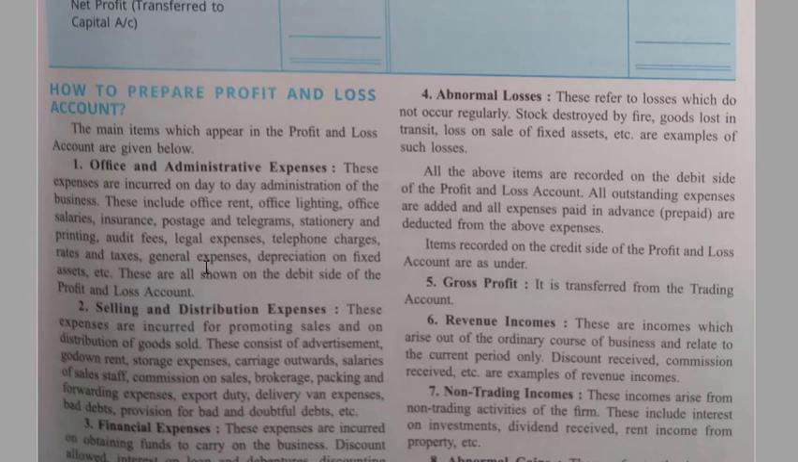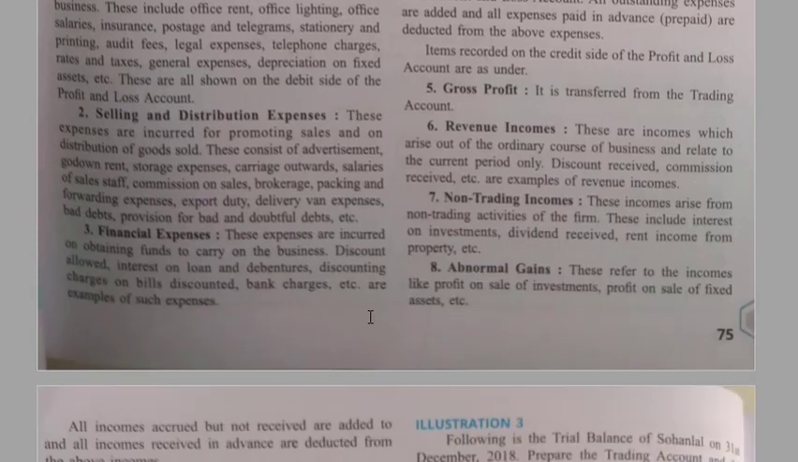So again and again you read all these items so that you are clear that if you see any particular item, then where you have to include it. Then we have selling and distribution expenses. These include expenses like promoting sales and distributing the goods sold. This consists of advertisement, godown rent, storage expenses, carriage outward, salary to the staff, commission on sales, brokerage, packing and forwarding expenses, export duty, delivery van expenses, bad debt, provision for bad debt and doubtful debt, etc. So if you see most of the items, it is easy to identify whether it is of indirect nature or direct nature, and accordingly you can enter.